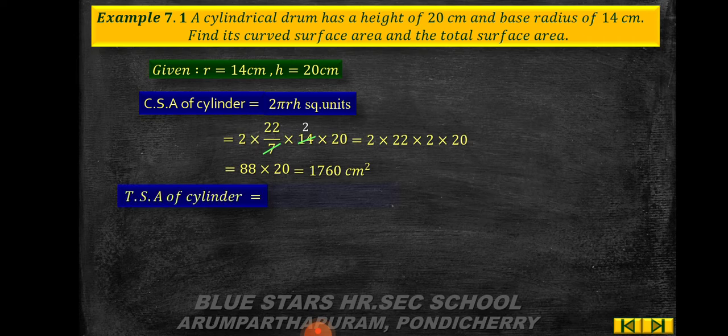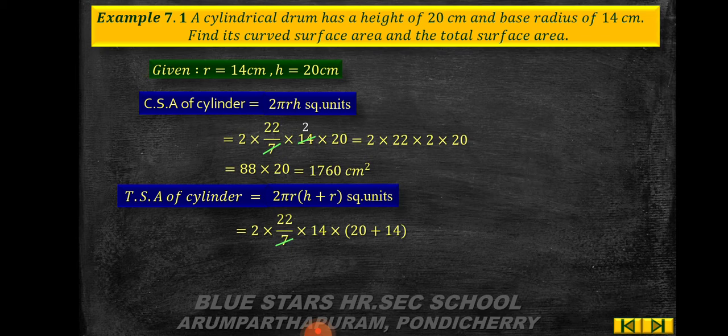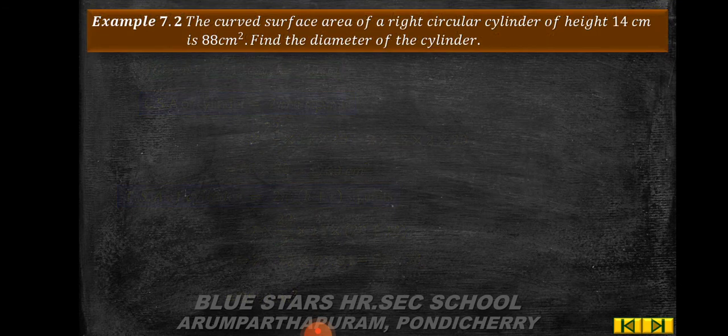Next, TSA of a cylinder is equal to 2 pi r into h plus r square units, which is equal to 2 into pi value is 22 by 7 into r is 14 into 20 plus 14. Again 7 and 14 get cancelled 2 times, which is equal to 2 into 22 into 2 into 20 plus 14 is 34, which is equal to 2992 centimeter square. That is 88 into 34.